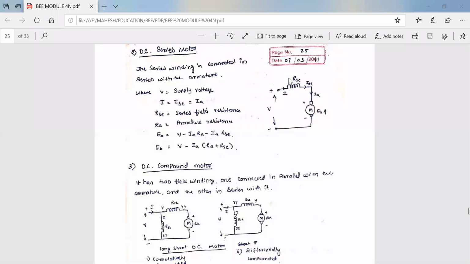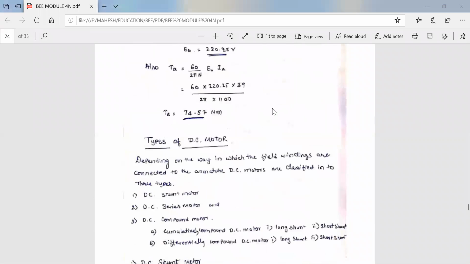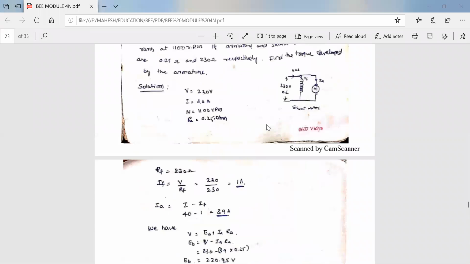Welcome to the session. In this session, we'll see about different types of DC motors and its characteristics.